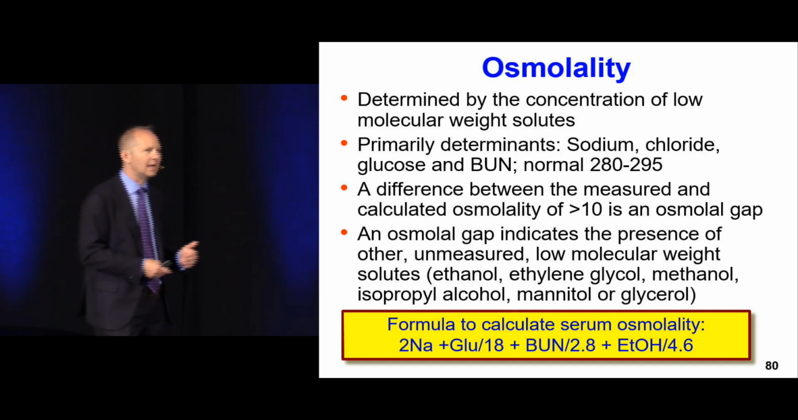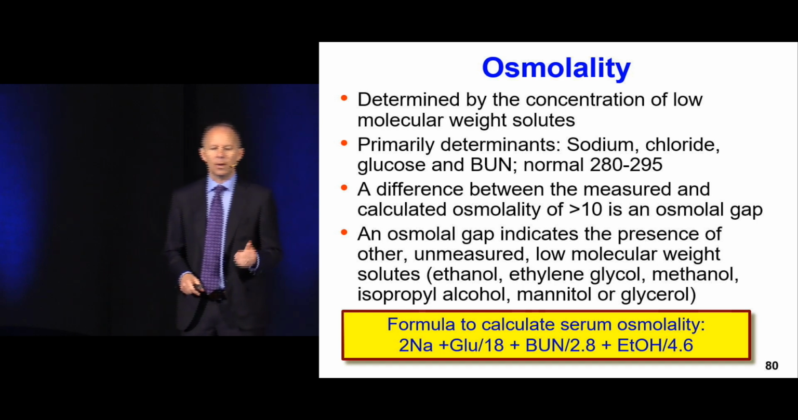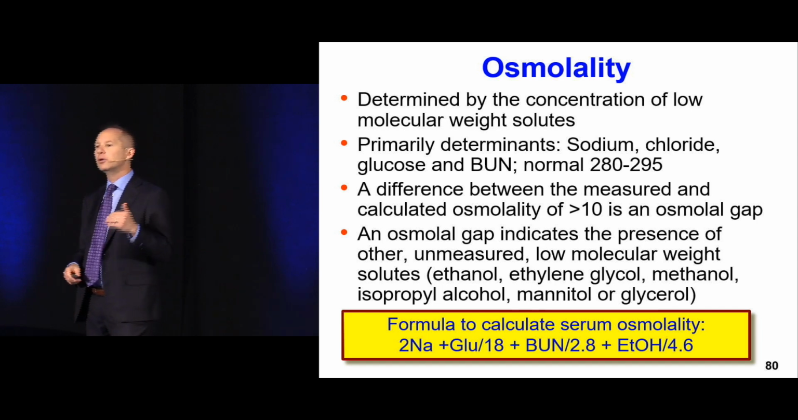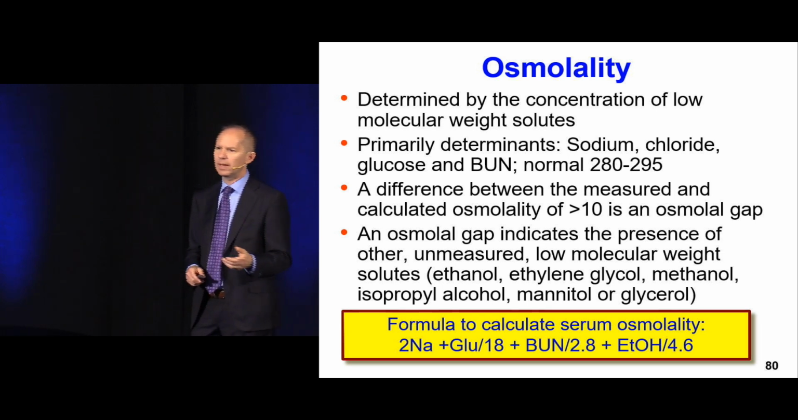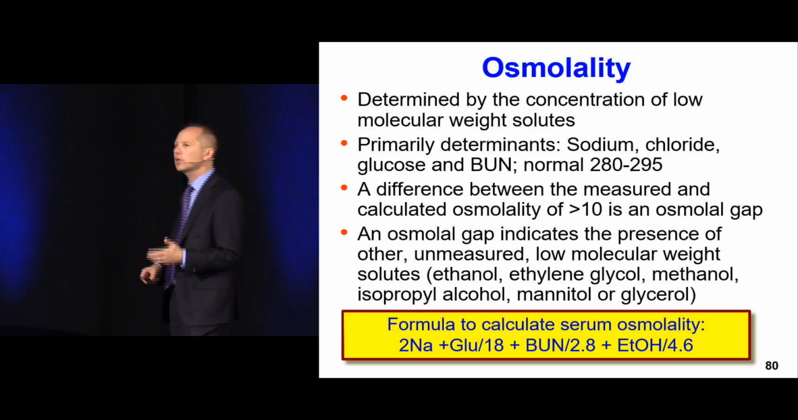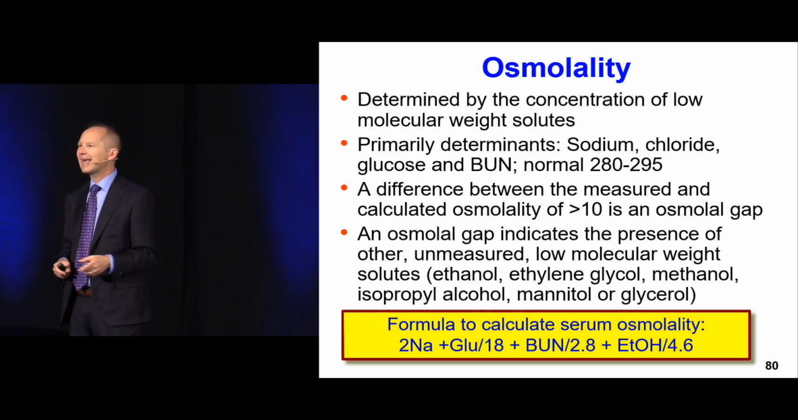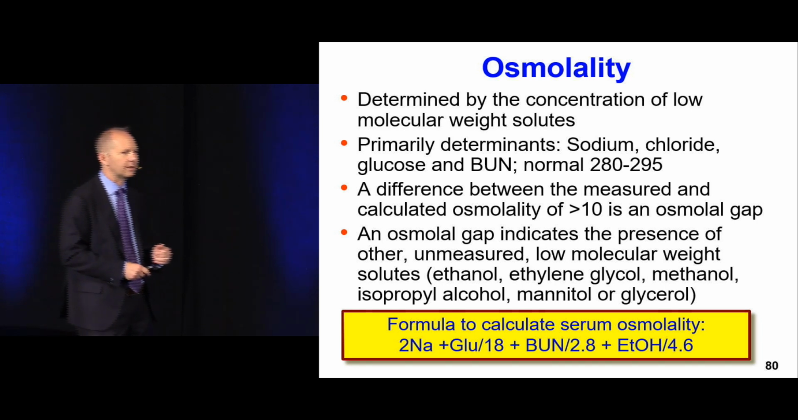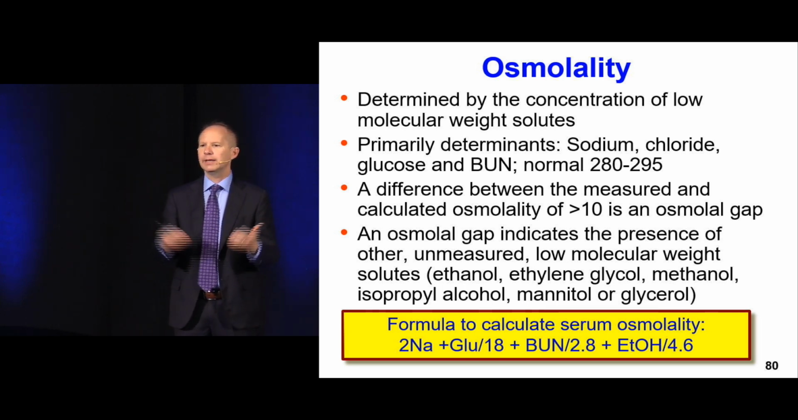And the way you calculate the osms is the formula down at the bottom of the slide here. You basically take twice the sodium plus the glucose over 18, which is its molecular weight, by the way, plus the BUN divided by 2.8, which is its molecular weight, okay? And if the person also happens to have alcohol intoxication, you could also account for the alcohol by measuring it and using ethanol over 4.6, okay? But basically, you're going to calculate it up to get an estimate.